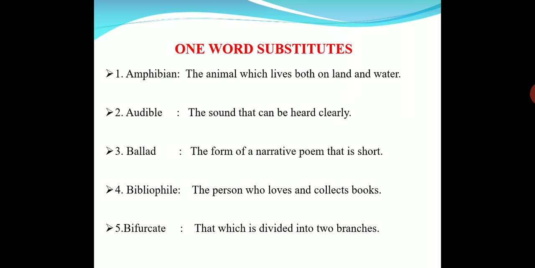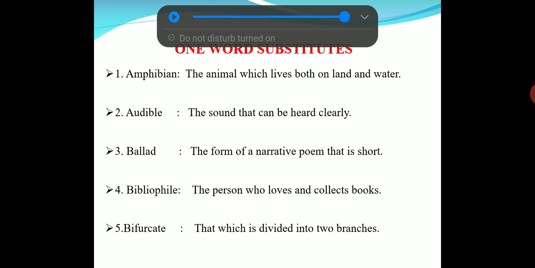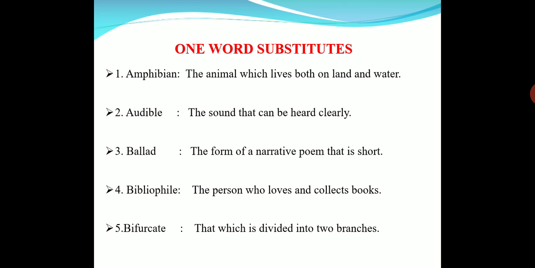Amphibian. Amphibian is the animal which lives both on land and water. For example, as you all know, frog. It is an amphibian. It lives both in water as well as on land. So those animals that live both in water as well as on land are called amphibians.